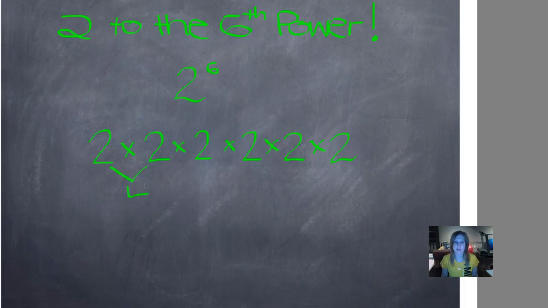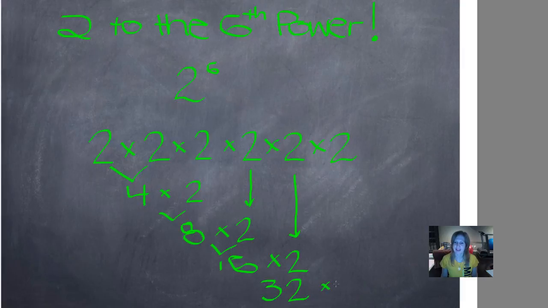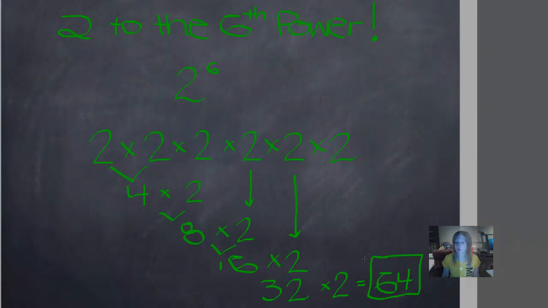2 times 2 is 4. 4 times 2 is 8. 8 times 2 is 16. 16 times 2 is 32. And 32 times 2 is 64. So 64 is our answer written in standard form.